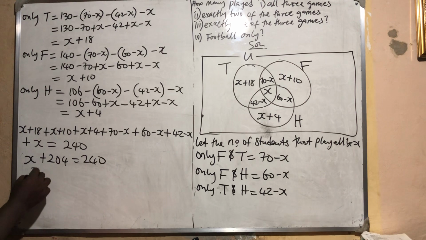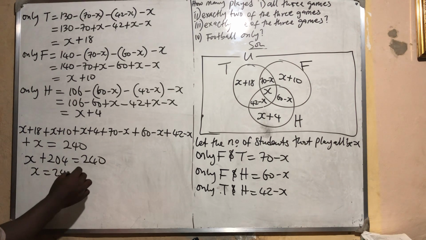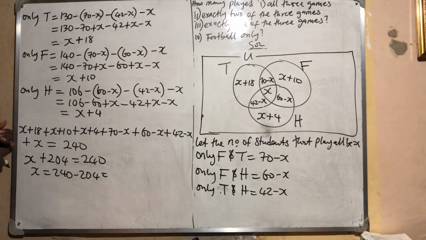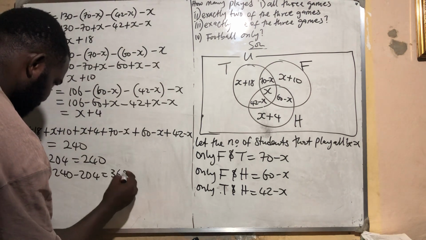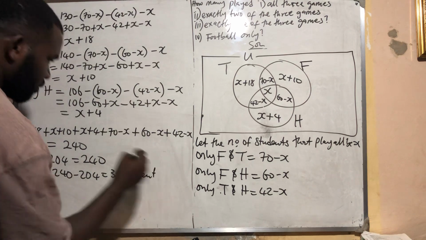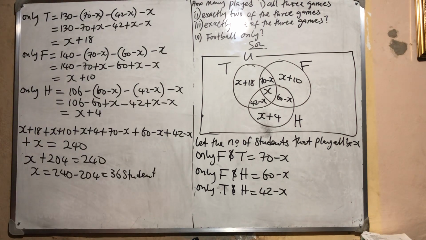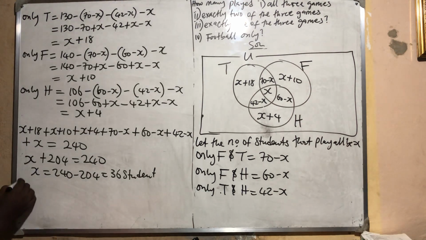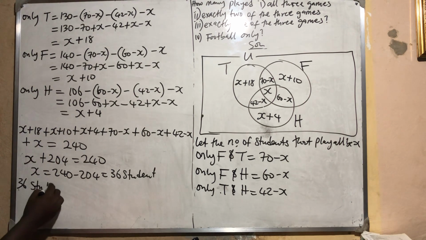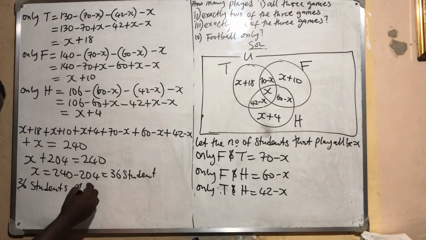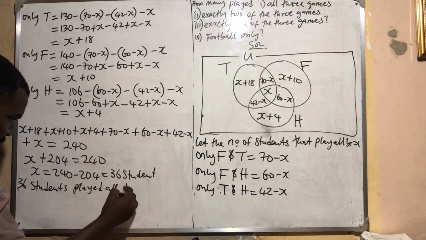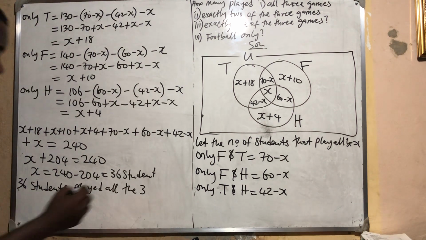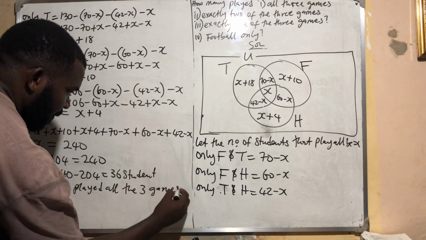So what do you have? x is equal to 240 minus 204, which is equal to 36 students. So you will make a statement, from what they asked, how many played all? You will tell them 36 students played all the 3 games. All right.